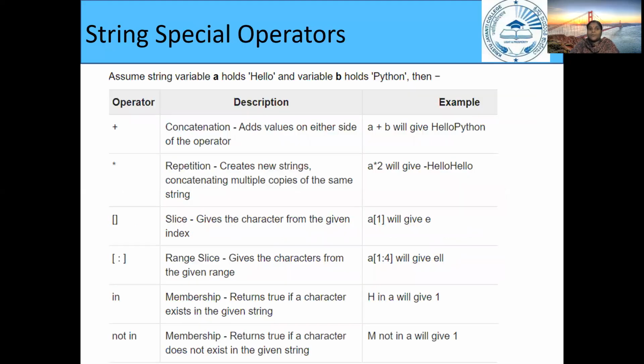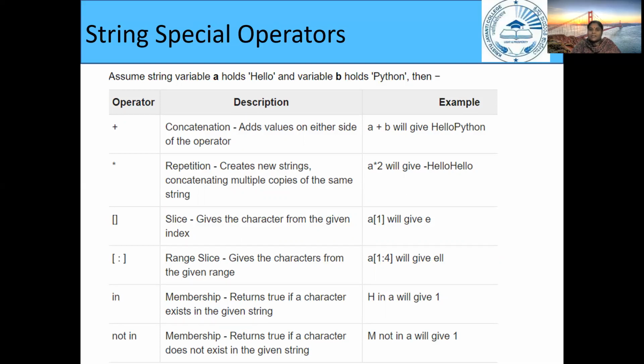Now, what are all the special operators available in strings? So, plus, just now we have seen, is a concatenation operator. A is holding a value hello. See the example. B is holding the value Python. So, if I give A plus B, it is going to give me hello Python. Next one is asterisk. What is the use of asterisk? It is a repetition operator. So if I give A asterisk 2, it is going to repeat the value of A twice. So it is hello hello.